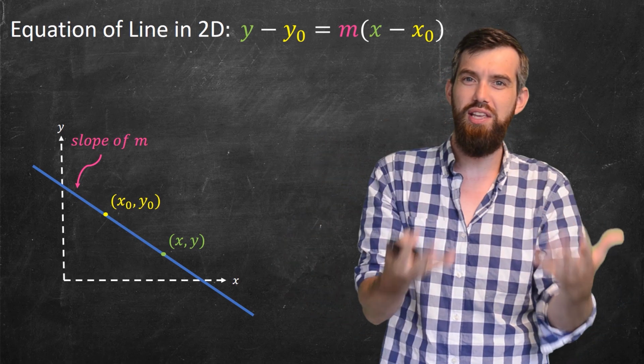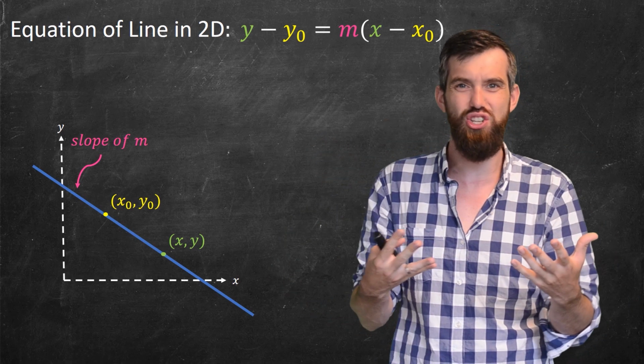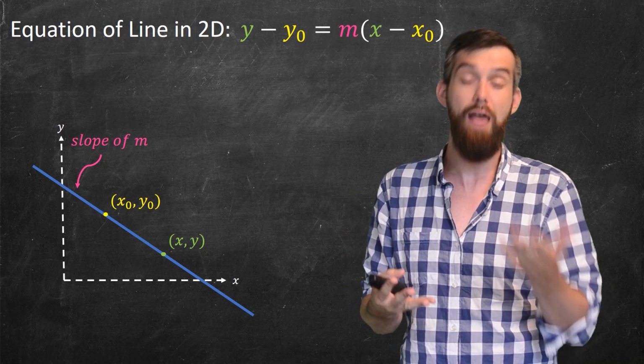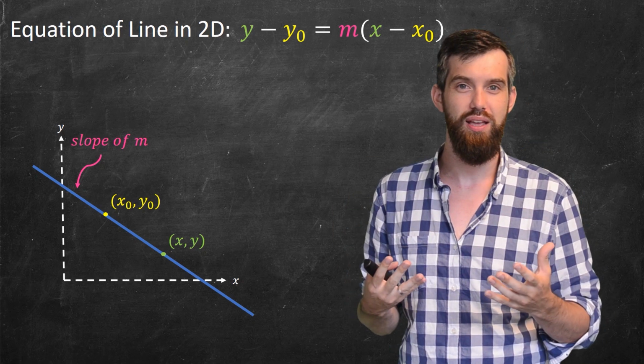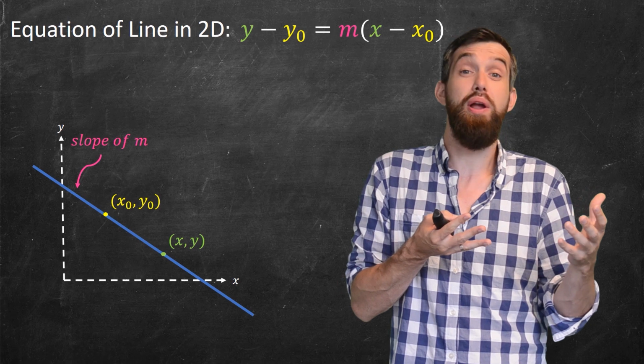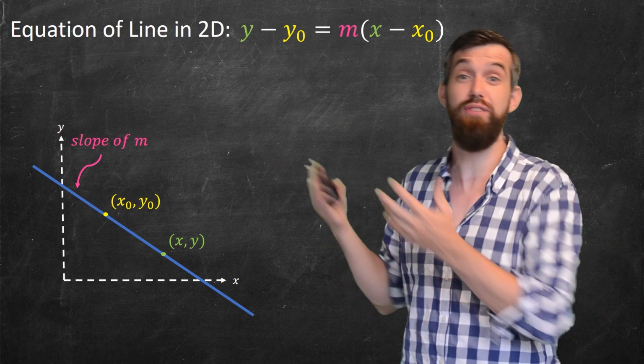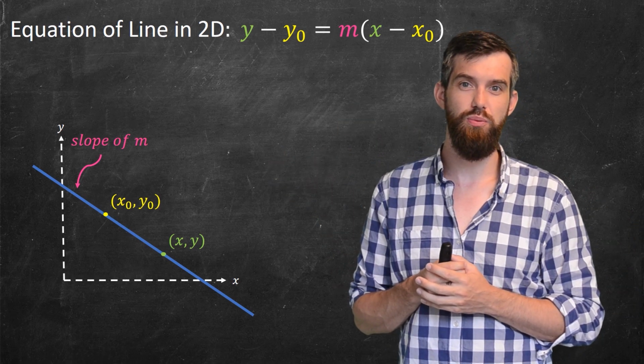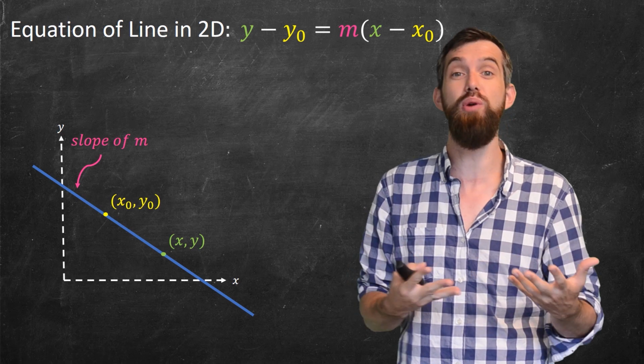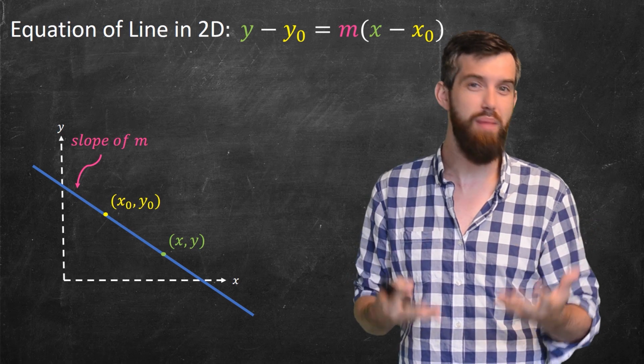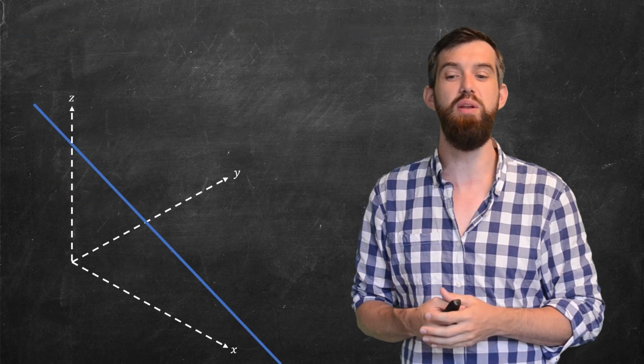So I also have to give you something about its orientation, or how it tilts in the plane, and that's what's given by the slope m. And then if I have some other point, point x, y, then it needs to satisfy this particular condition. So now what we want to do in this video is generalize this to higher numbers of dimensions. So let's consider the three-dimensional case.